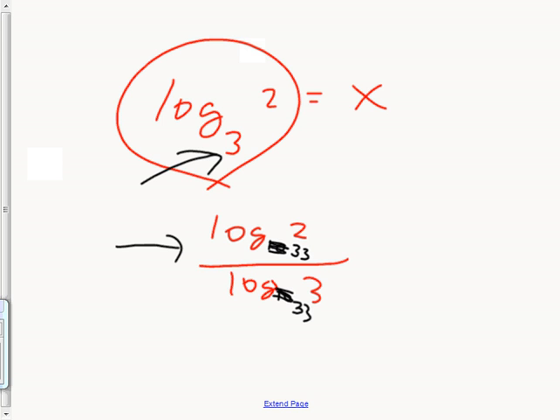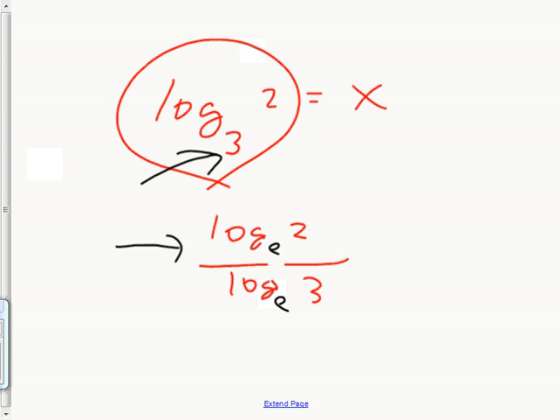Calculator can't do that. What is one other base your calculator can do? E. Remember what key that is? The ln key on your calculator. So remember, since we can change this to any base we want, we could make it base E. And therefore, use ln and try this. ln2 divided by ln3. And I think you'll find it's the exact same thing as regular log 2 over regular log 3 would be.